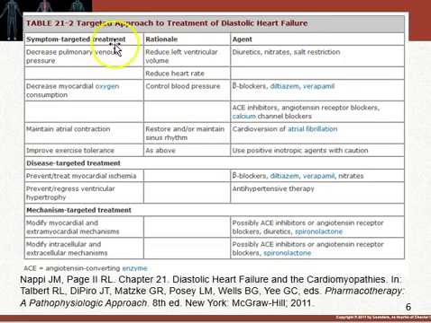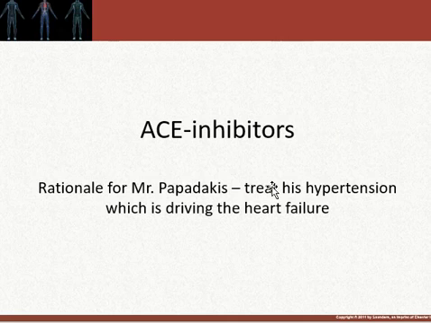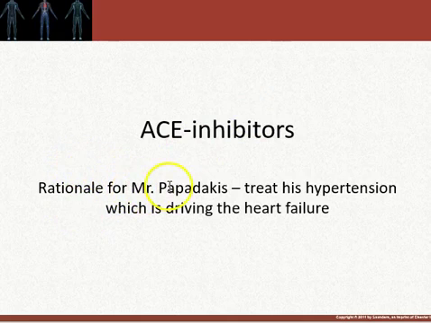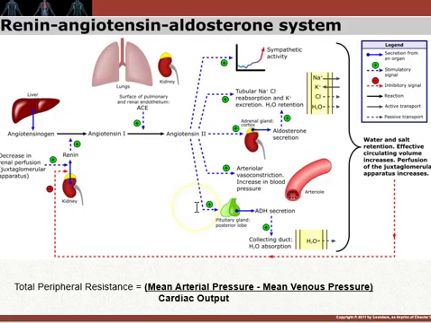All right, and so here's a targeted approach. This is from a textbook on how to treat diastolic heart failure. Some of the physiological targets are listed here, and then the rationale for using the specific agent or agents to treat it. And so the first group of drugs we want to revisit are the ACE inhibitors. The rationale, at least for the Papadakis case, is that we're going to treat his underlying hypertension, which is really the driving force behind his heart failure.